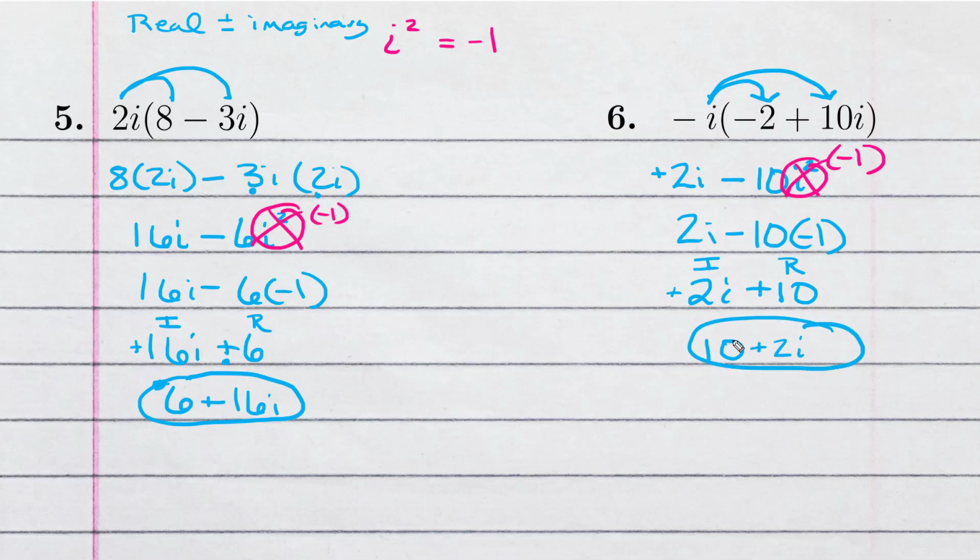So when it's just a monomial in front of the parentheses, all you're doing is distributing. Nothing different than when you had to work with variables, except for anytime you have that i squared, you have to convert it into a -1. Or if you have any higher powers, you have to convert those as well.